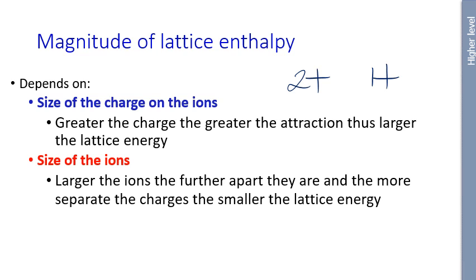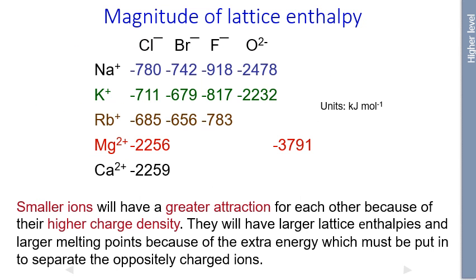The size of the ions is also important. The larger the ions, the further apart they are, so there's going to be a reduced lattice energy, because there's less electrostatic attraction. There are some examples here. Sodium chloride has a reasonably large lattice enthalpy of minus 780, with a plus 1 charge and a minus 1 charge. But as we increase to a minus 2 charge for the oxygen, you'll notice that the enthalpy balloons out to minus 2,478. You can see the same there also for potassium.